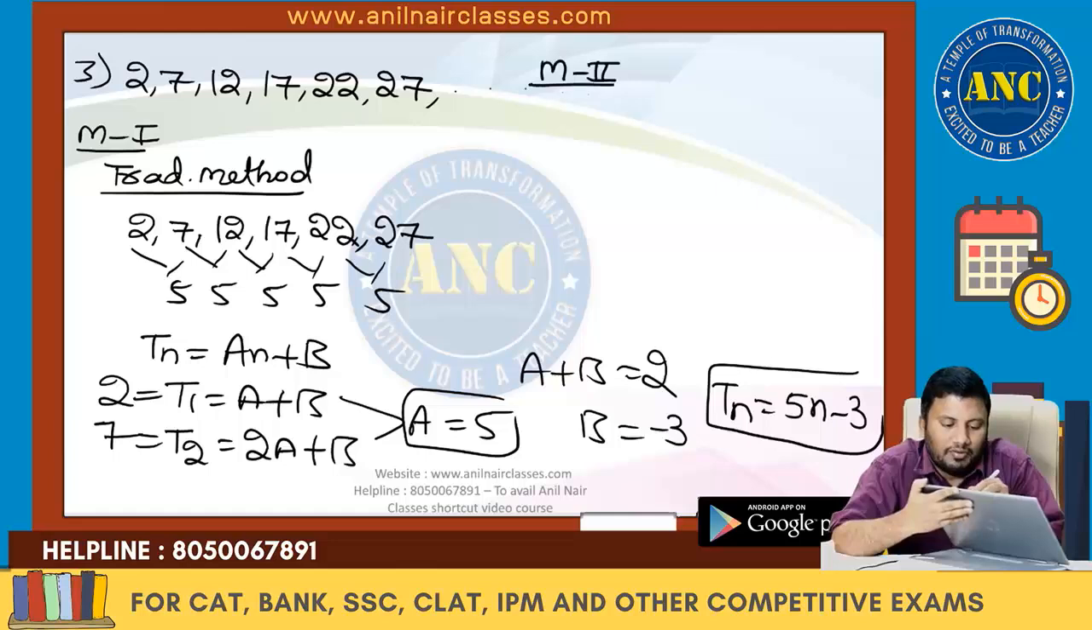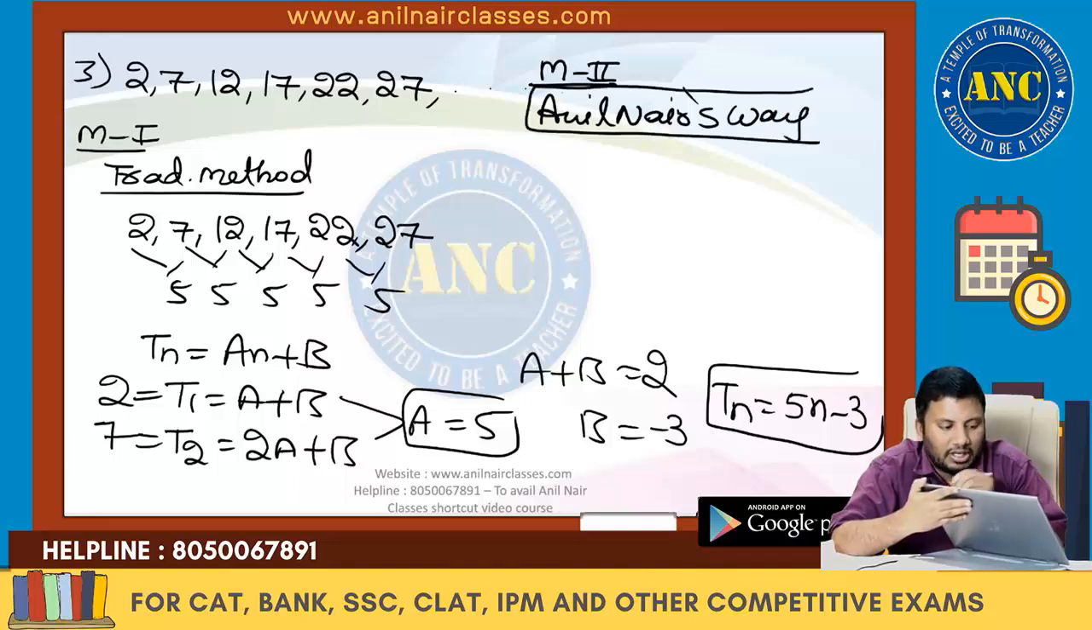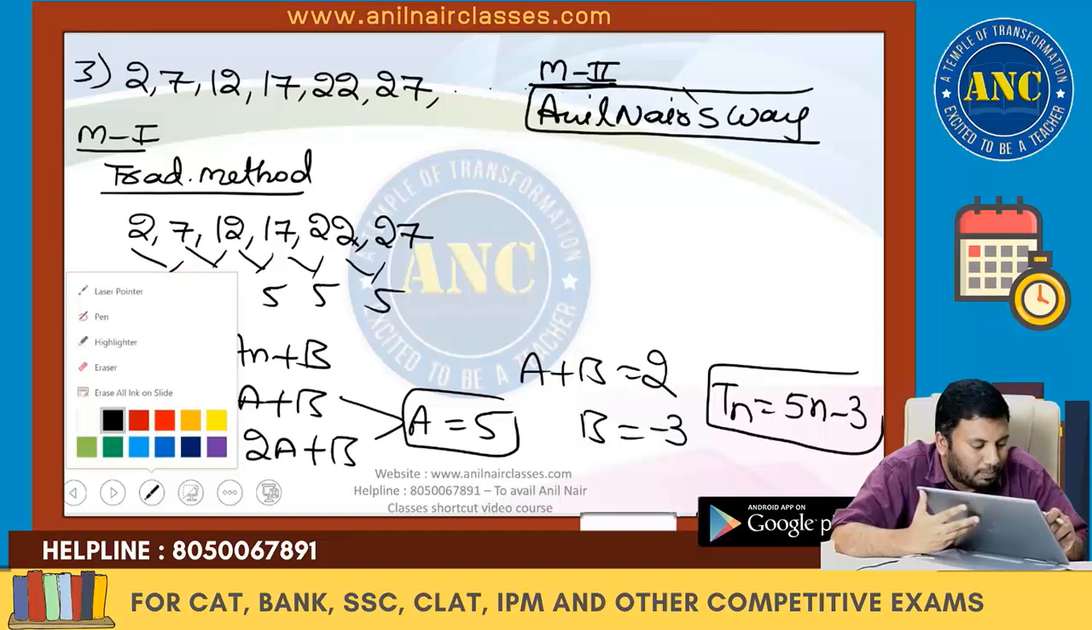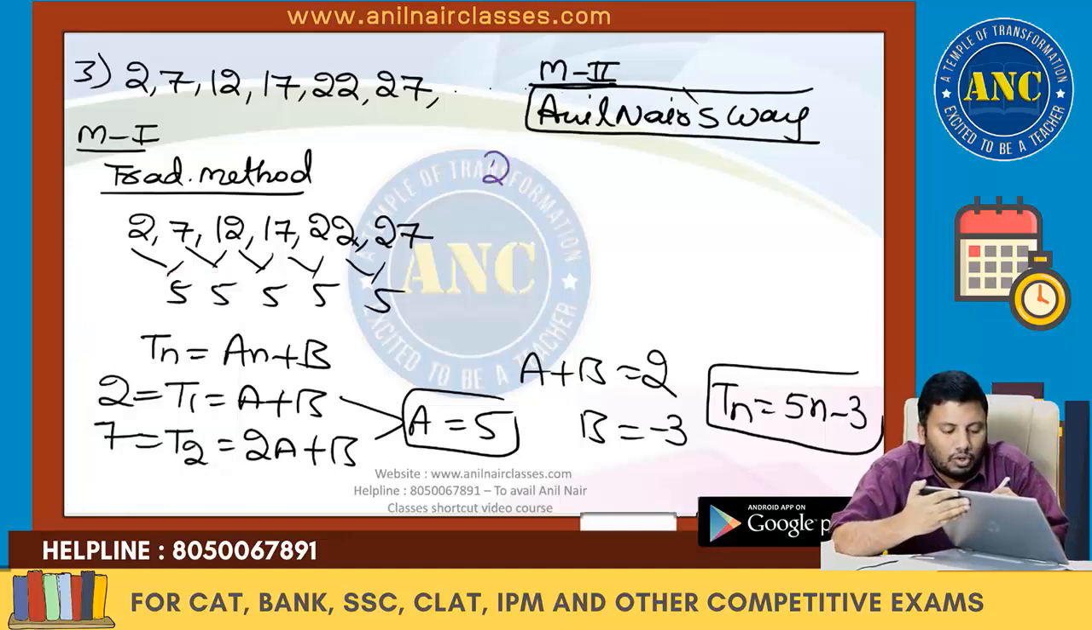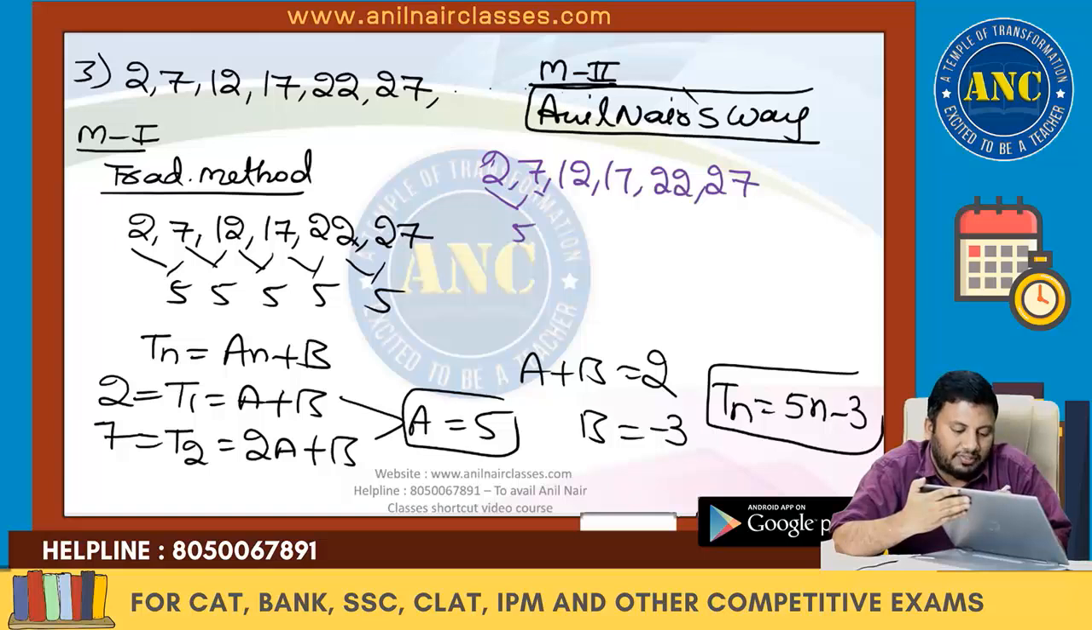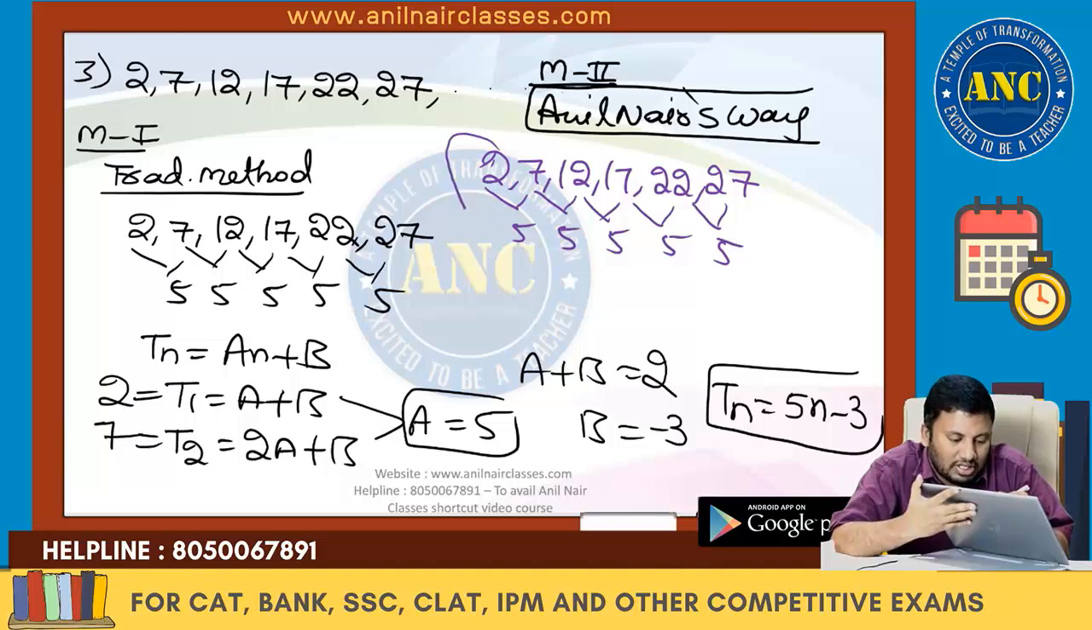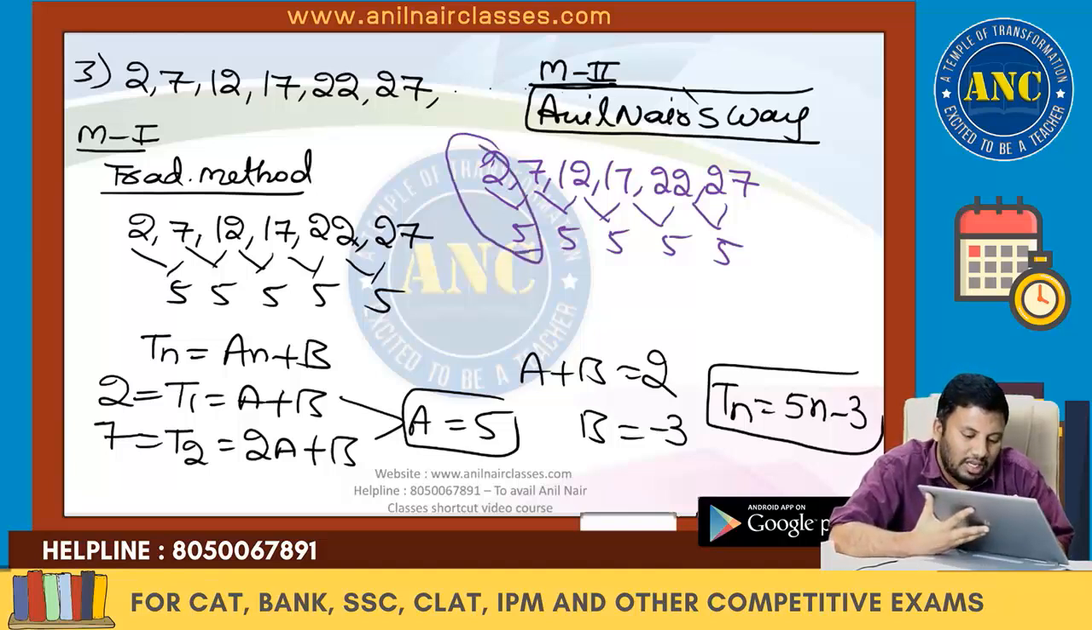Method 2, very Anil Nair's way: directly how you can determine the nth term. So what you have to do is simple, sir. 2, 7, 12, 17, 22, 27. These are nothing but 5, 5, 5, 5, 5. Nothing you do, sir, just identify the leftmost. From where did you get these 5? You got 5 from this A value. Am I right? So this is nothing but A.